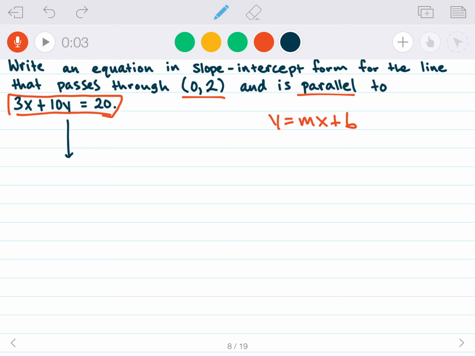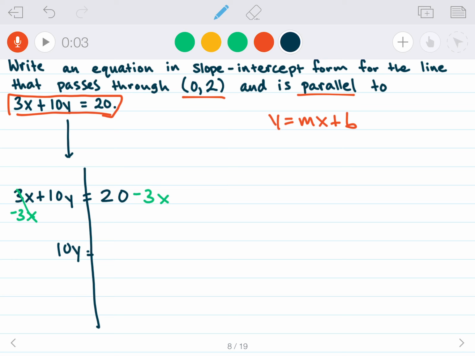So we start with this. We're trying to figure out the slope because parallel lines mean they have the same slope. So if I isolate y, I'm going to first do that by subtracting 3x from both sides, giving me 10 times y equals 20 minus 3x. And now I'm going to divide everybody by 10 to get y alone. So I get y equals 20 divided by 10 is 2, minus 3 over 10, that can't be simplified, x.